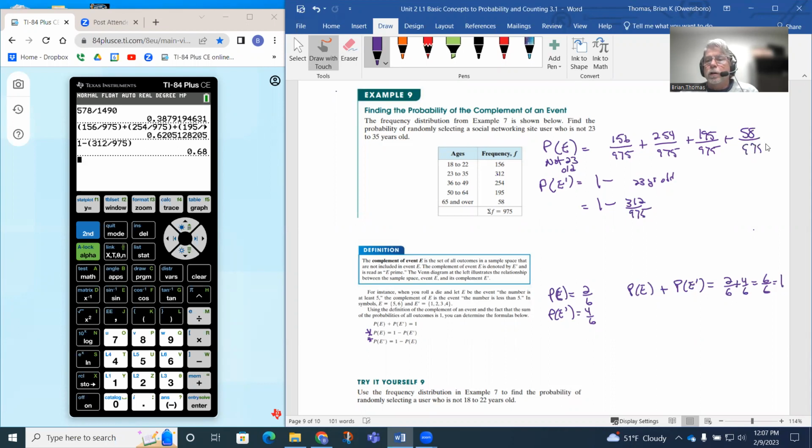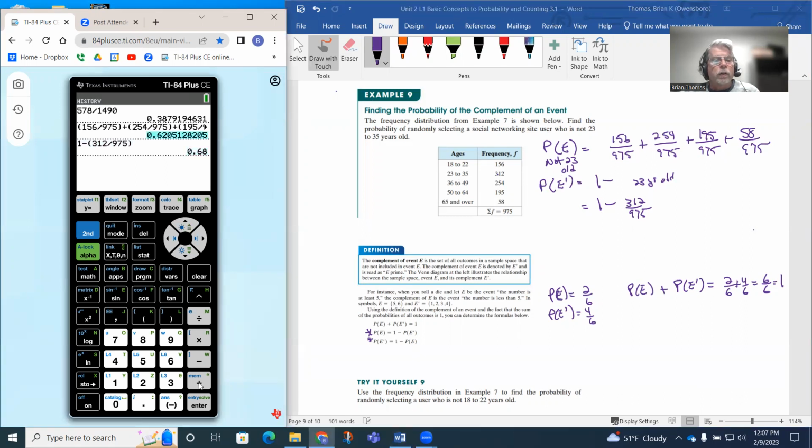So that would be what's not in our sample space here. But then if I do the complement of that, that would be 1 minus this 312 over 975. So if I come back up here, since I've just forgot one thing, if I move up my arrow, hit enter there and copy that down, and just add into that the 58 divided by the 975, because that's the one I left out. Hit enter. Notice I do get the same probability.